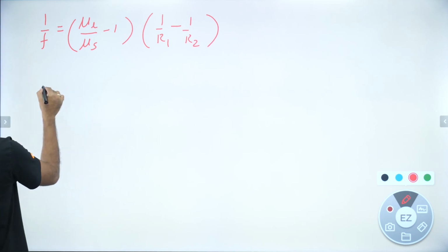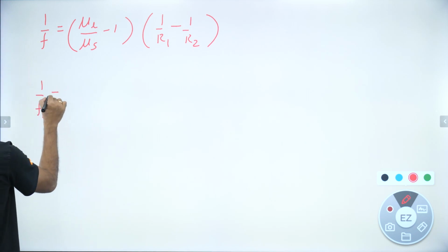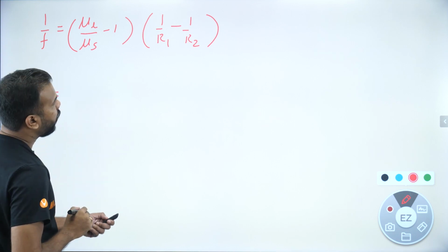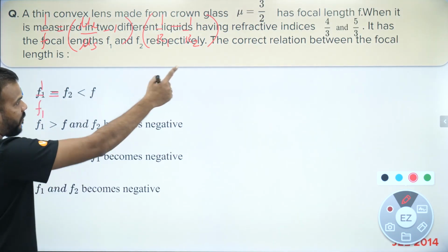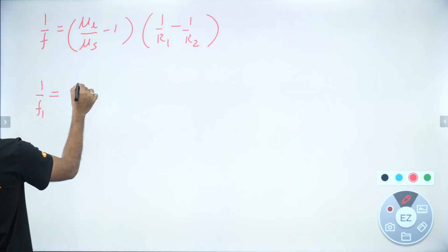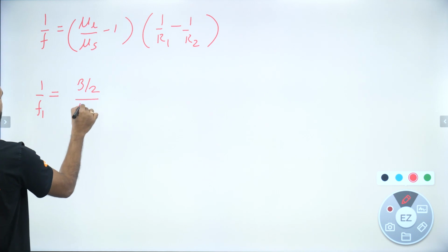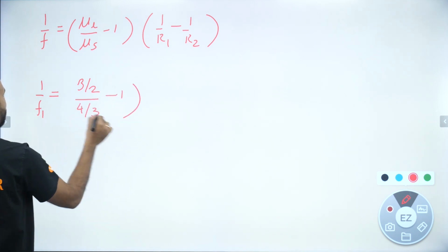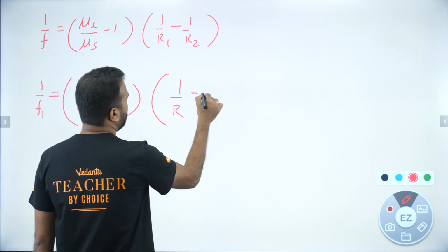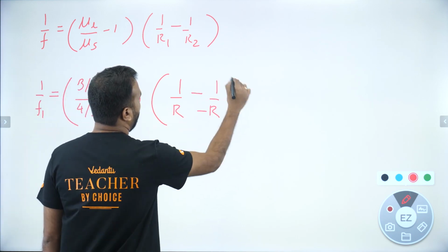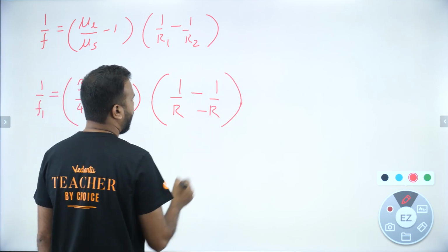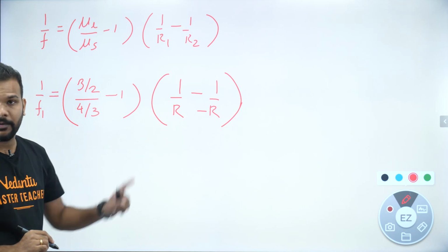Using it now, 1 upon f1 will be equal to mu lens. I'll need the data. The data is 3 by 2, the refractive index of the lens, and 4 by 3, the medium. So 3 by 2 divided by 4 by 3 minus 1. First radius of curvature is positive, second radius of curvature is negative, and both are equal in magnitude. So both are written as R only, but first one is positive, second one is negative.